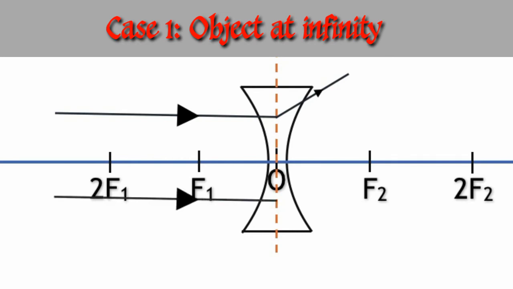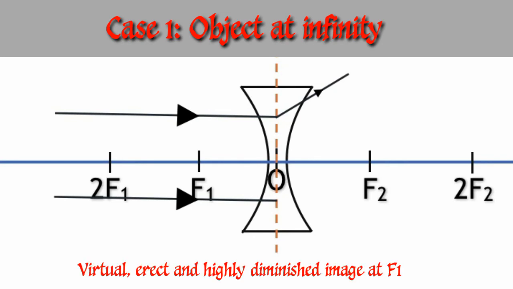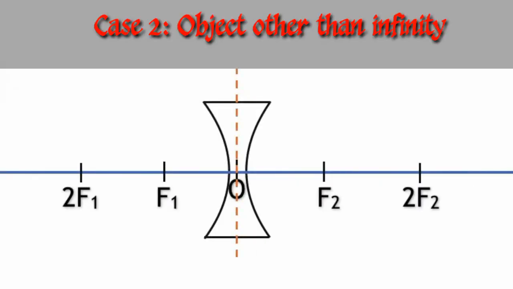So the concave lens provides a virtual and highly diminished image at f1 if we consider the object at infinity. If the object is at infinity, the concave lens provides a virtual, erect and highly diminished image at the focus f1. In the second case, we can consider the object at any other position other than infinity, between infinity and optic center.